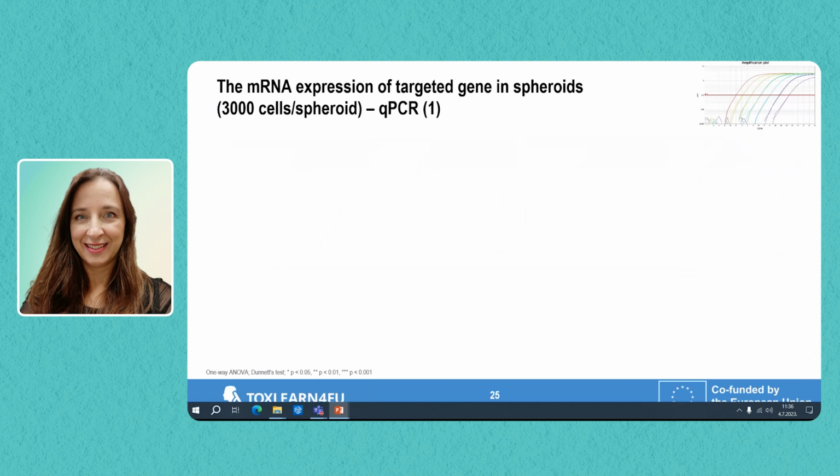Because these 3D models better reflect in vivo liver conditions where the cells do not proliferate all the time, while in 2D cultures, the cells are proliferating all the time. When they stop to proliferate, we have to reculture them. So this reflects better this in vivo situation.